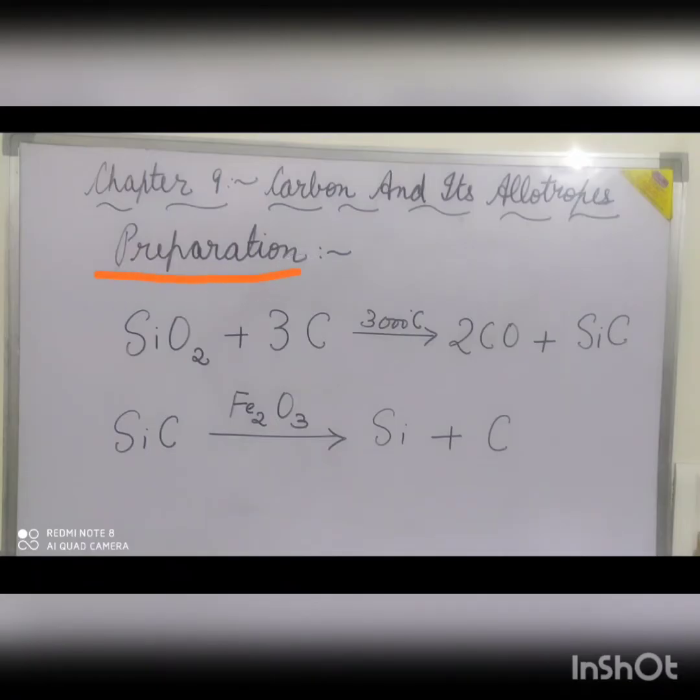Preparation of graphite. Graphite can be prepared artificially by heating the powdered coke with little sand and ferric oxide in an electric furnace to a temperature of about 3000 degrees Celsius. So it forms carbon monoxide and silicon carbide. Silicon carbide, in the presence of ferric oxide, breaks into silicon and graphite.